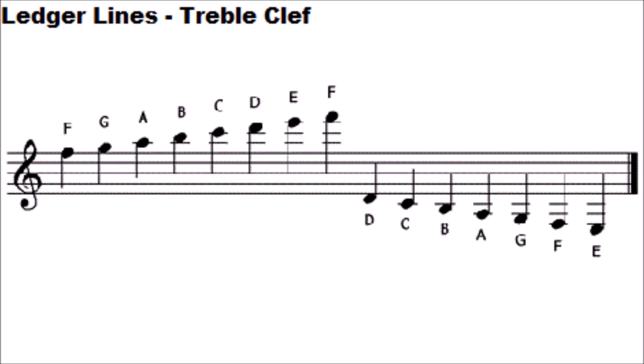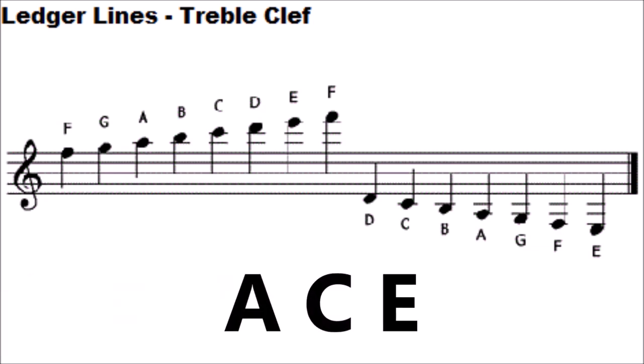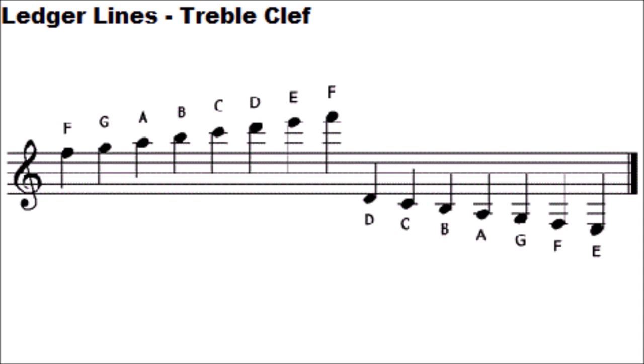The third ledger line is E. These three ledger lines spell the word ace. That's A, C, E. This makes it easy to remember. Notes can keep going higher and higher on the treble staff by simply moving in alphabetical order. Notes go lower as well, as can be seen in the ledger lines diagram.